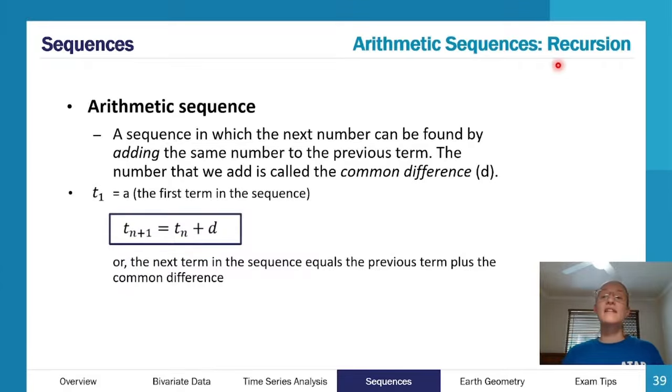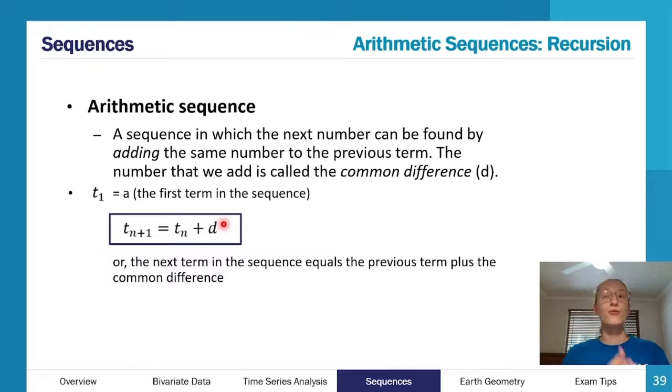So how do we calculate it using recursion? This might look a little bit scary at first, but once we break it down, I promise it'll make a bit more sense. So again, T1, sometimes referred to as A, is the first term in the sequence. And this is the rule that we use to calculate or solve arithmetic sequences using recursion. So Tn plus 1 is equal to Tn plus D. Or if we break it down in words, that can help make it make more sense as well. So the next term in the sequence, Tn plus 1, is equal to the previous term, or the current term, plus the common difference.